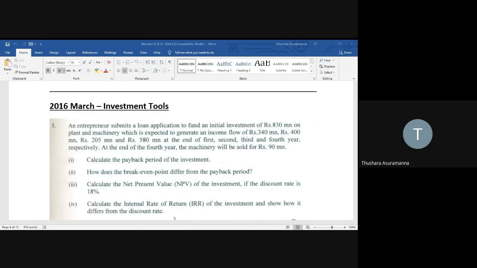Has anybody computed the NPV? Judy, Roshan, Padmendra? Thanks, Samindri. These are the discounting factors. Then you can use them and compute the NPV.